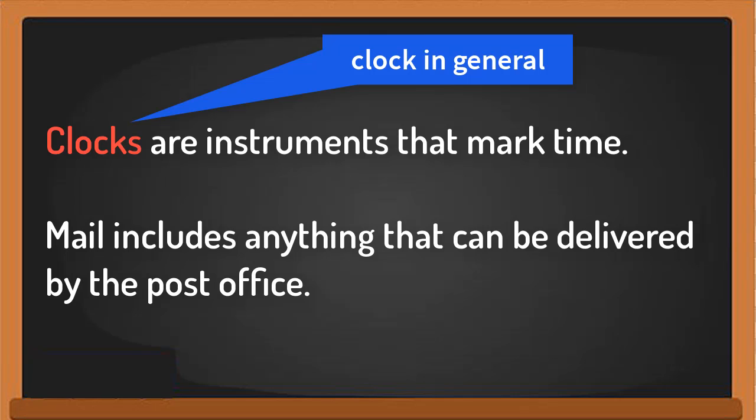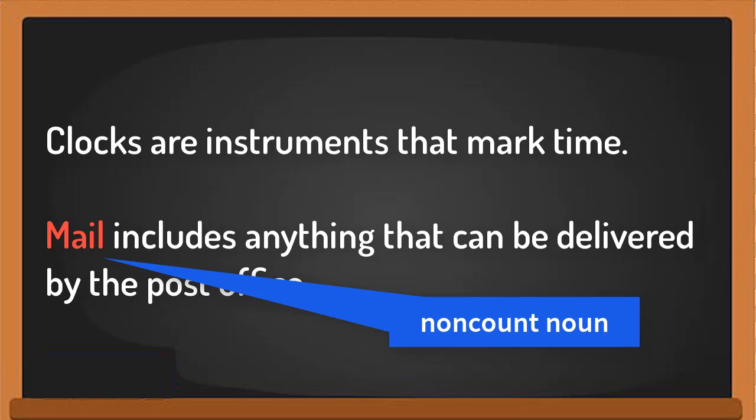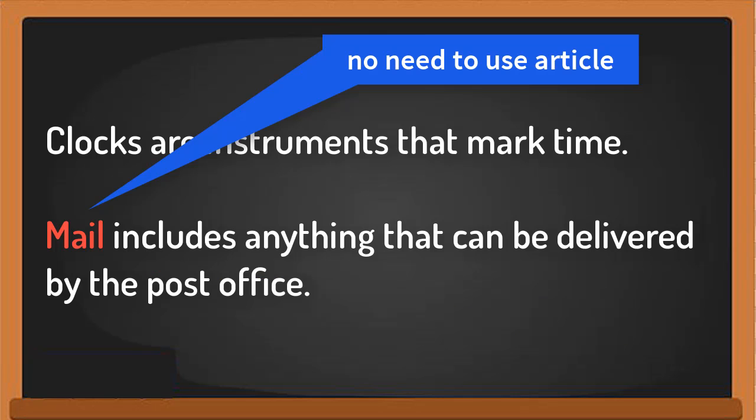So this kind of clocks is clocks in general. So you don't have to use anything because there is an s here, so it's plural. So you cannot use an indefinite article for plural. And the second sentence is mail. Mail is a non-count noun, an uncountable noun. So you cannot use any article before the noun.